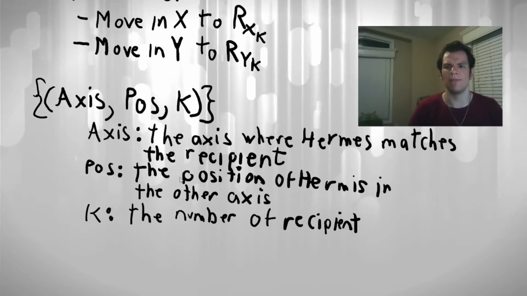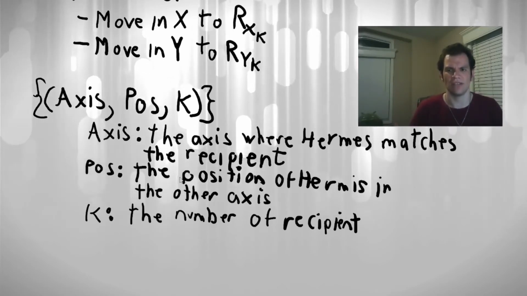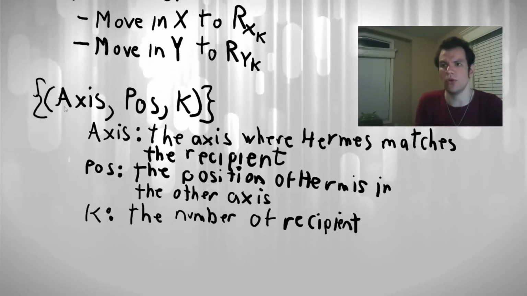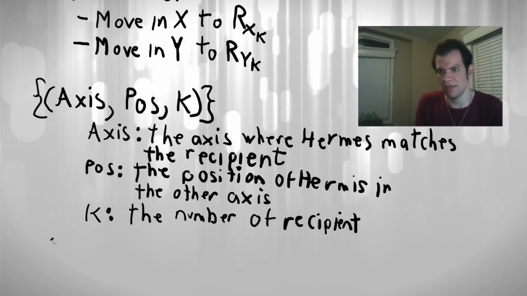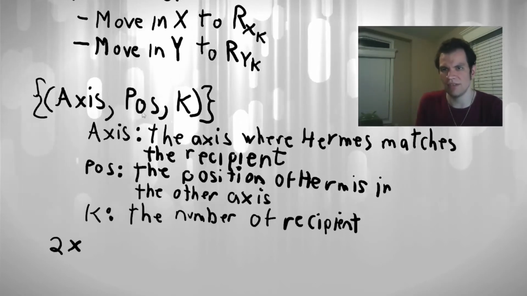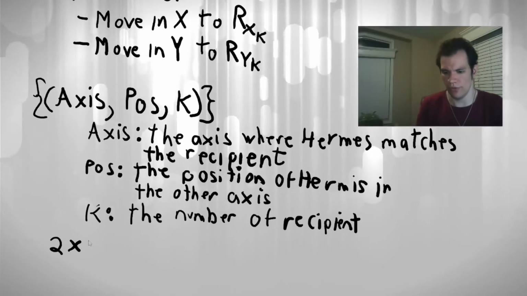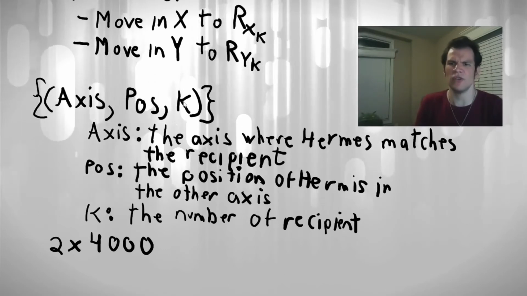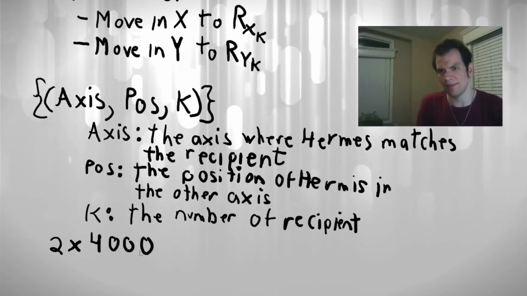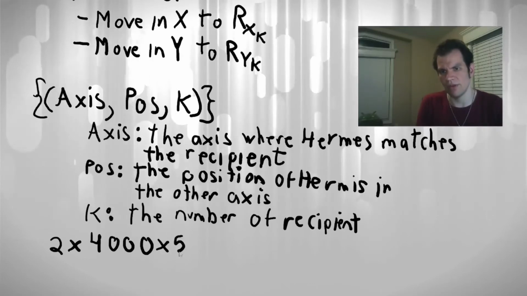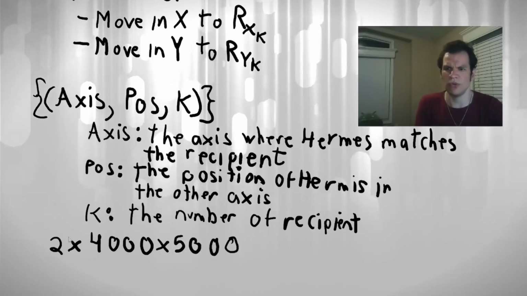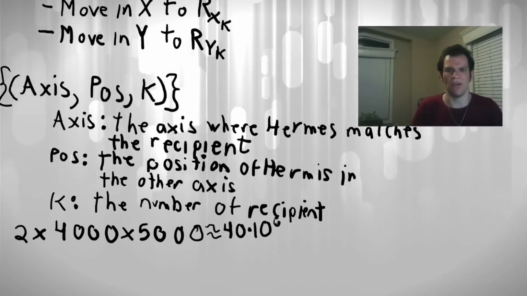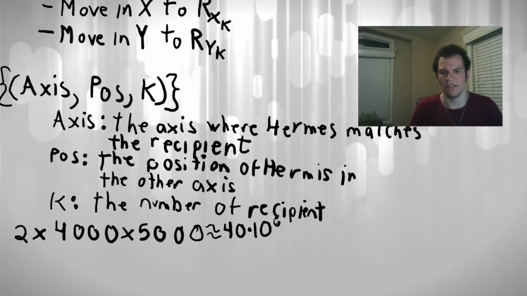Here, what would be the size of the state space? Let's see. There could be two axes, X and Y. So it would be 2 times, there could be up to 4,000 positions, times, and there could be up to 5,000 possible recipients, and this would be 40 million. Perfectly feasible for our purposes.